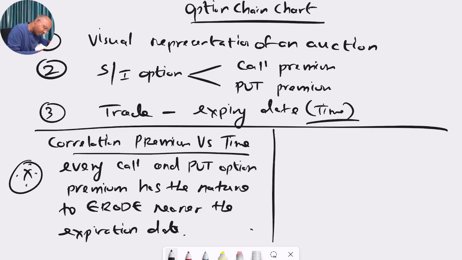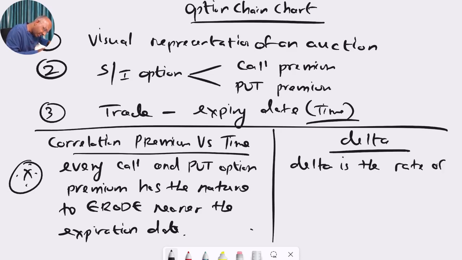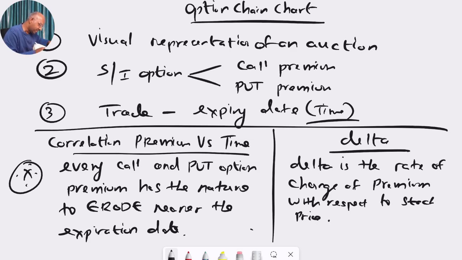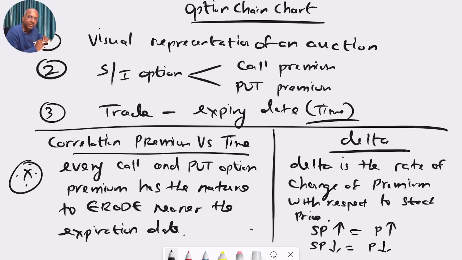Now, there is a concept called delta. Delta is the rate of change of premium with respect to the stock price. We knew that if the stock price increases, the premium also increases, right? If the stock price decreases, the premium value also will decrease. Now, delta measures at what rate the premium value will increase or decrease with respect to the stock price, which we will discuss in the next section.